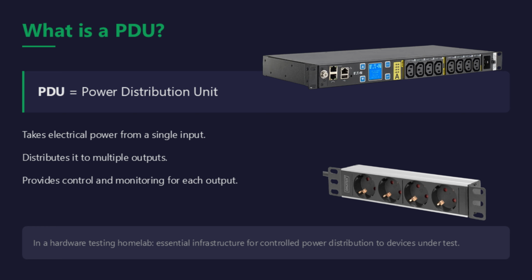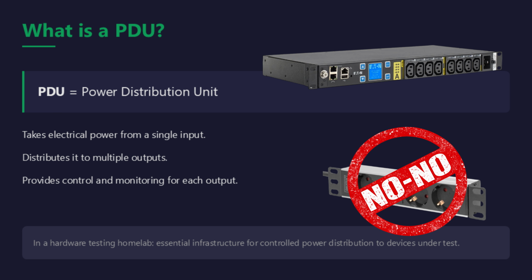In a home lab, this becomes essential. You are not just powering a computer and a monitor, you are powering devices, development boards, prototypes, all sorts of equipment. Each of these might need to be switched on and off independently. You might need to know how much current a prototype draws. You might need to power cycle something remotely while monitoring its behavior. A basic power strip cannot do any of that.